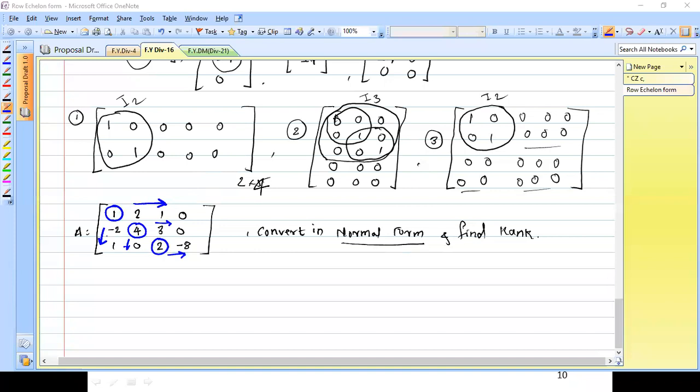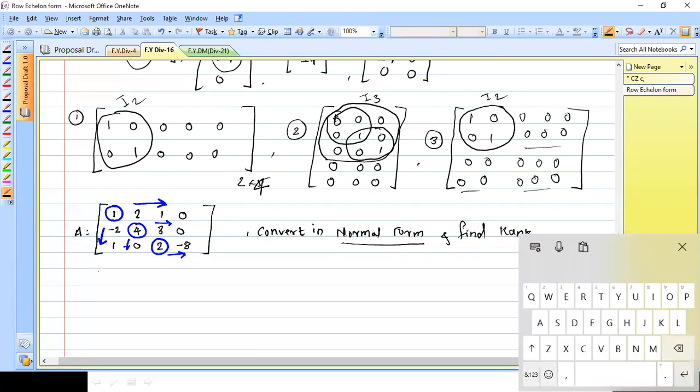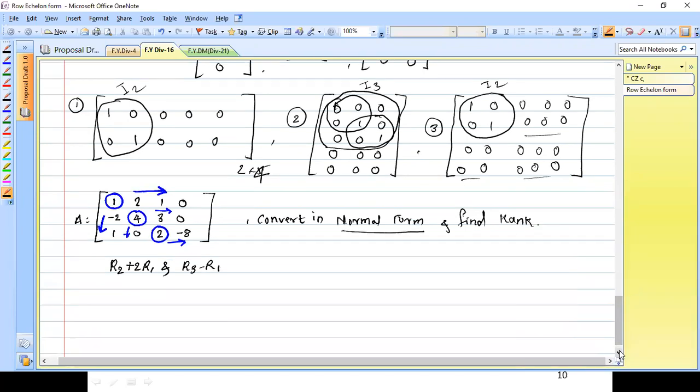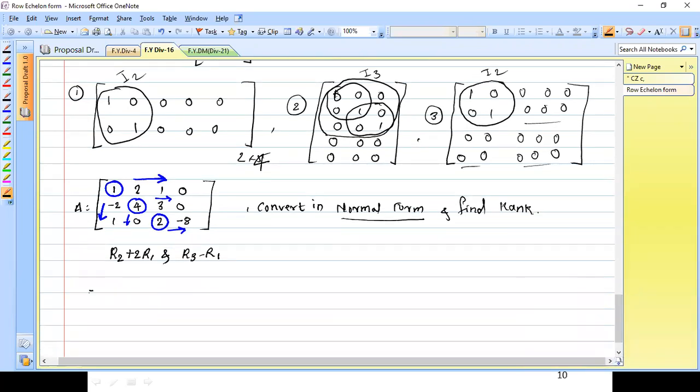Okay, so how will it work? First tell me, I want to make this -2 and 1 to be 0. Which operation should I use? Row, sir. Tell me what that operation is. R2 minus 2 times R1? Plus or minus? Plus. R2 plus 2 R1, and R3 minus R1. That's it. Use a row operation at one time and a column operation at another time. Okay. So what I am getting, so I have that 3 3.